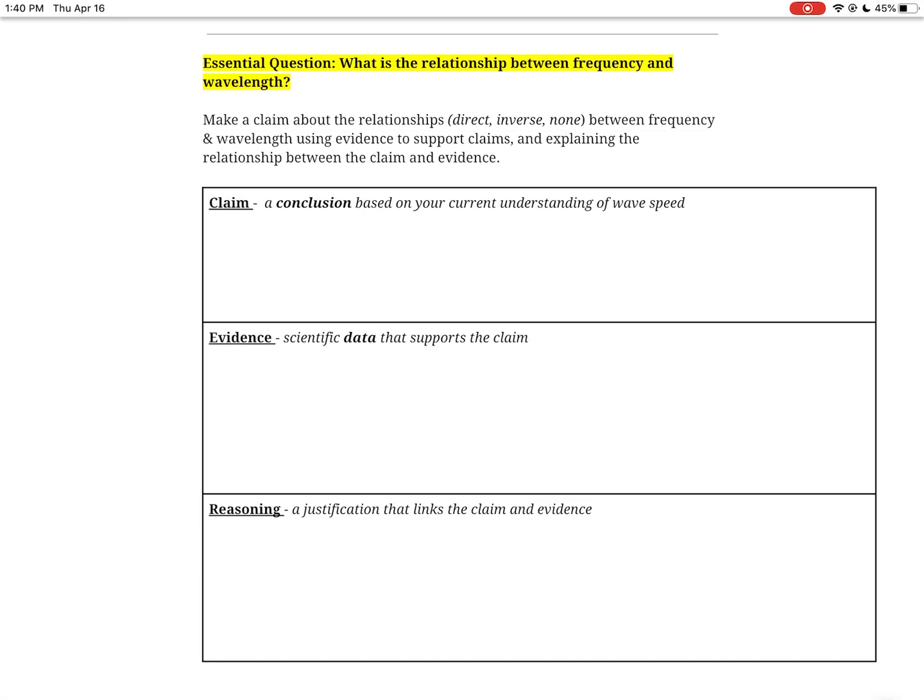Your reasoning is also a chance to demonstrate to me what you understand. Remember that this is your discussion where you are proving to me that you understand how these variables relate to each other, how these variables affect each other.